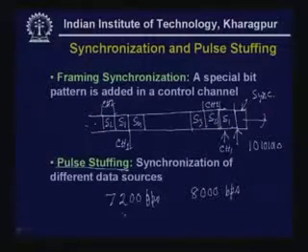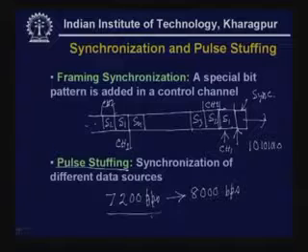In such a case, a technique known as pulse stuffing is used, so that synchronization of different data rates is possible. So, what is done? Some dummy bits are inserted to generate a data rate of 8000 bits per second. Then they are sent, and at the receiving end the additional bits which are received are separated out to get back the original data, which has the data rate of 7200 bits per second. So, this is how pulse stuffing is done. Later on we shall take up an example to discuss it.